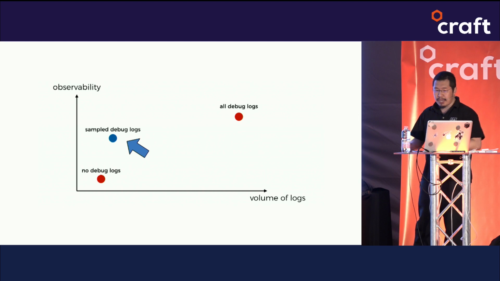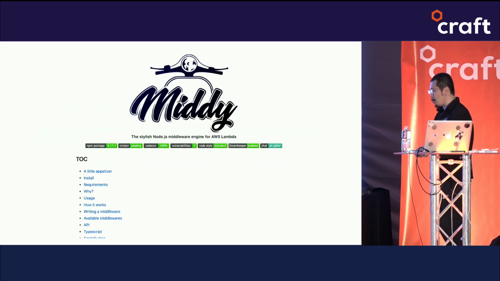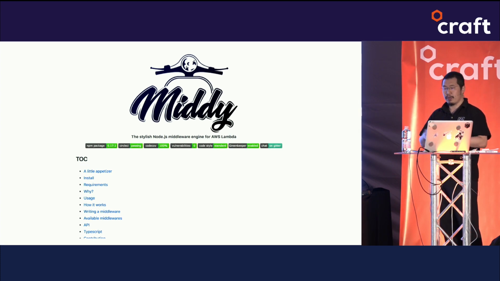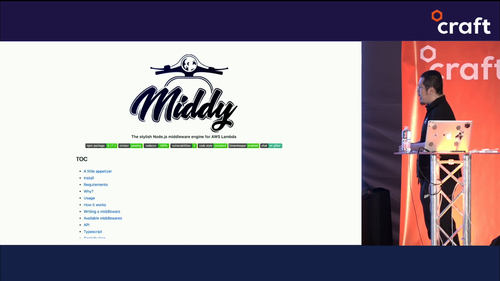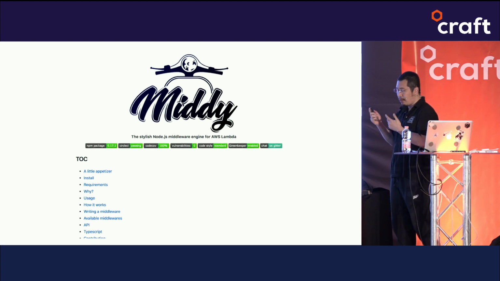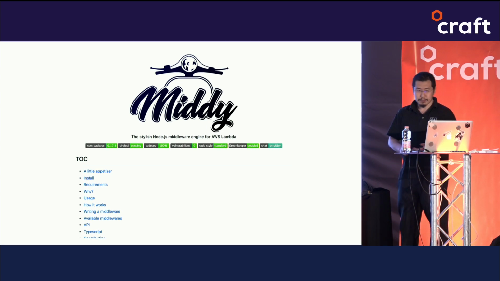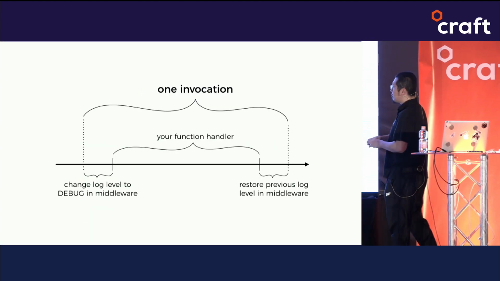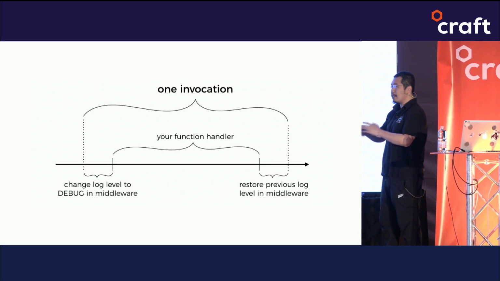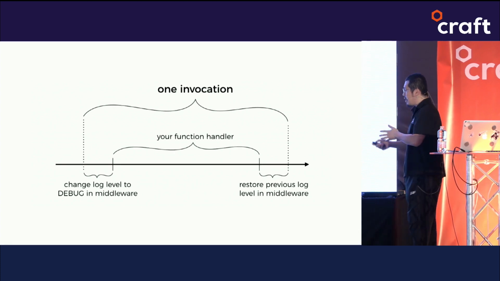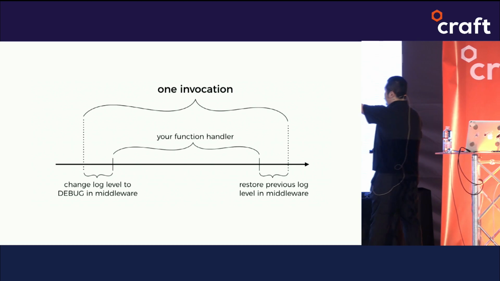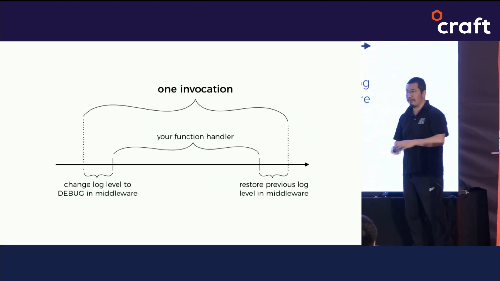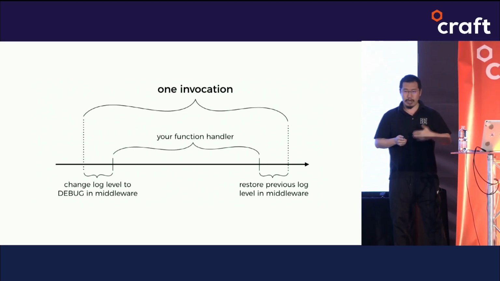And to enable debug logging, one of the things you could do is to use a middleware. And the middleware, I think, is still a very powerful thing to use in the world of serverless when you're building applications with Lambda. In the Node.js world, there's a middleware engine called Middy, with which I can write a middleware that changes my log level to debug before I run the invocation, my Lambda function code. And after the function code finishes, regardless of success or failure, I would then roll it back so that the log level would switch back to what it was before.